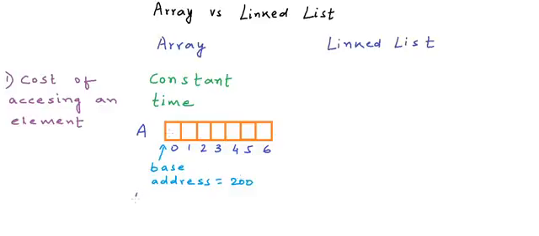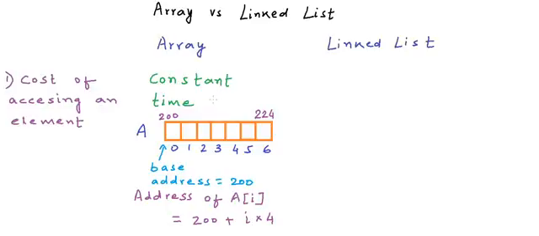Then if we want to calculate the address of the element at index i, it will be equal to 200 plus i into the size of an integer in bytes. The size of an integer is typically 4 bytes, so it will be 200 plus 4 into i. So if the 0th element is at address 200, and we want to calculate the address for the element at index 6, it will be 200 plus 6 into 4, which is equal to 224. So knowing the address of any element in an array is just this calculation.